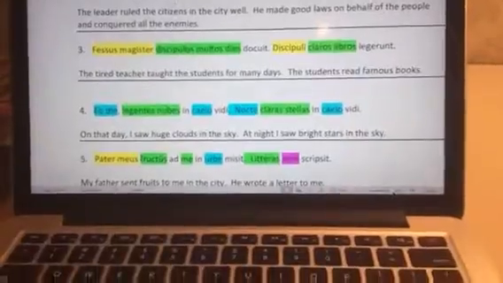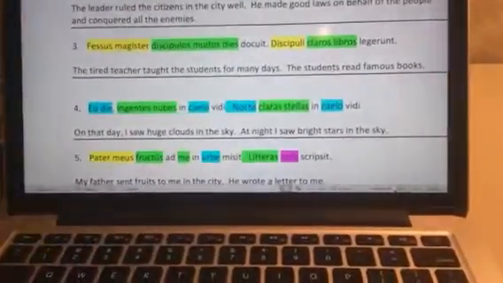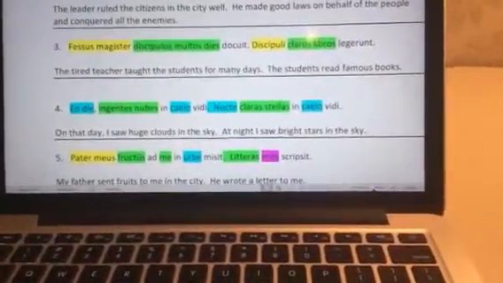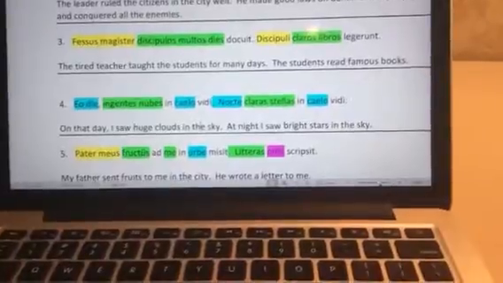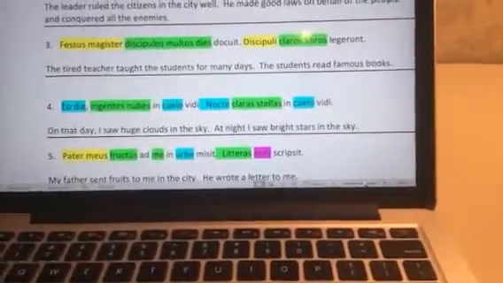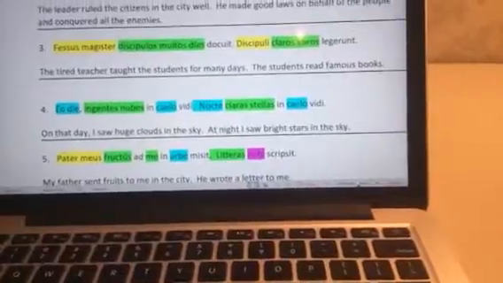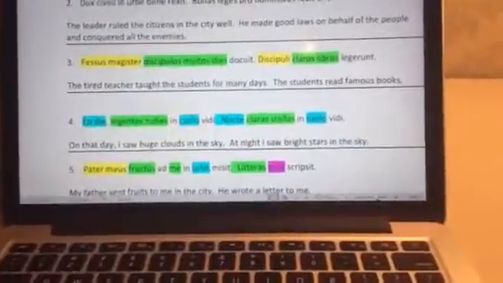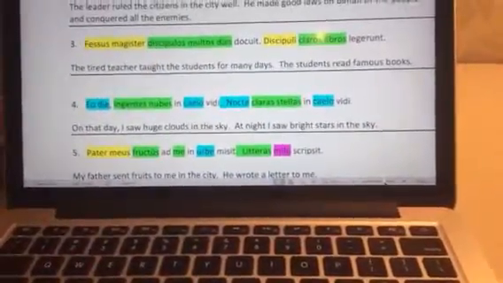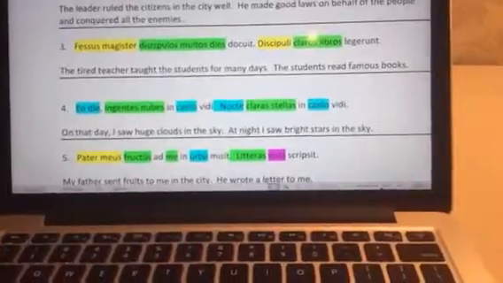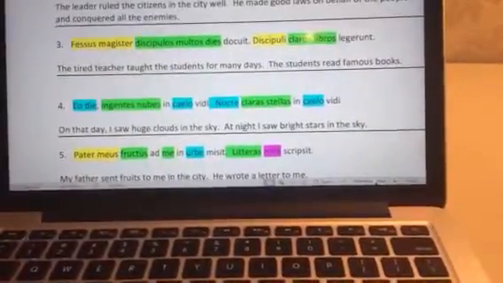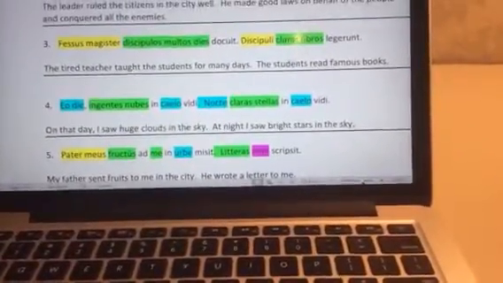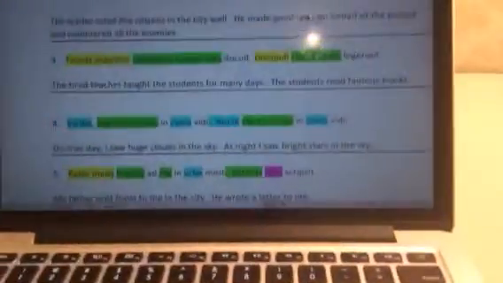And you see that's what we have here. So you have the fessus magister, which is the tired teacher, docuit, perfect tense, taught, and then you could actually do this a few ways. You could have had this discipulos and the multos going together and said many students, or you could have the multos going with the dies as accusative of duration of time, which is what I did here, and say for many days. And then the students are the subject again, and they read, as opposed to read, although they look the same. The students read claros libros, famous books.